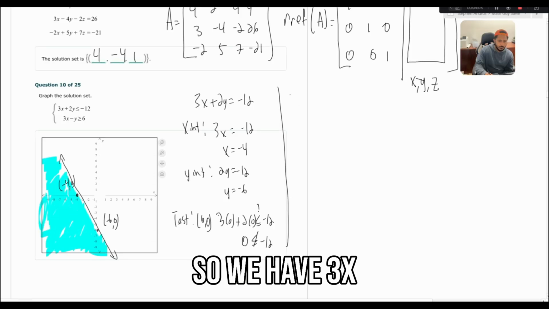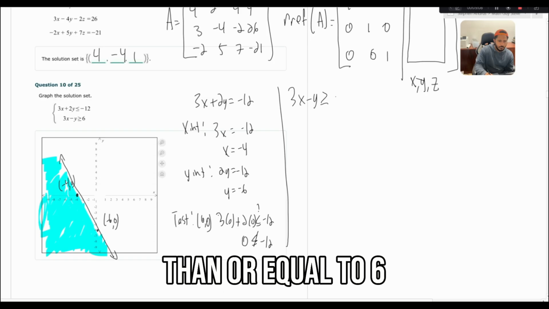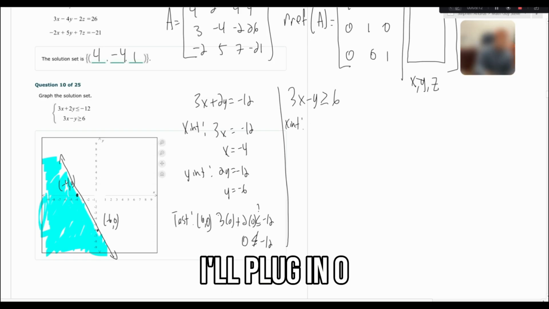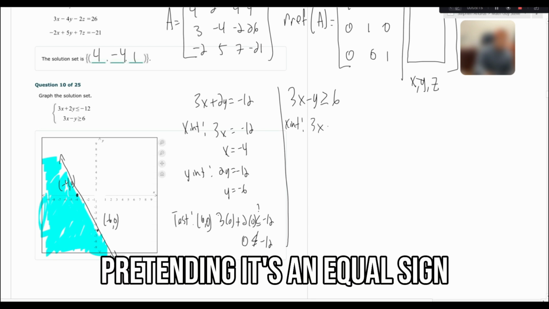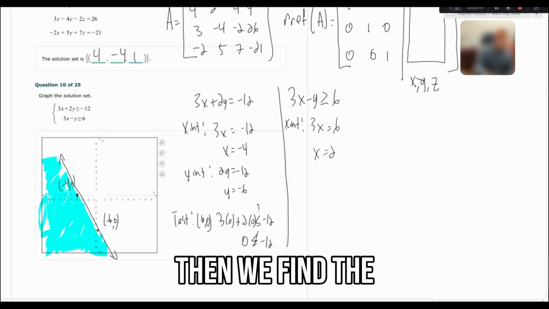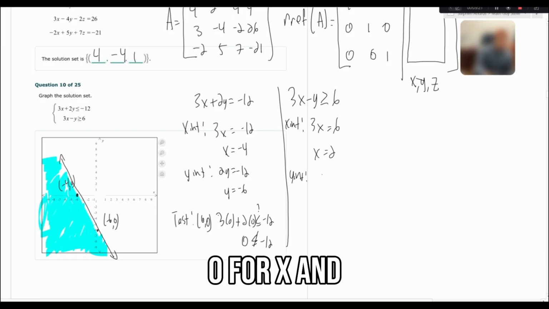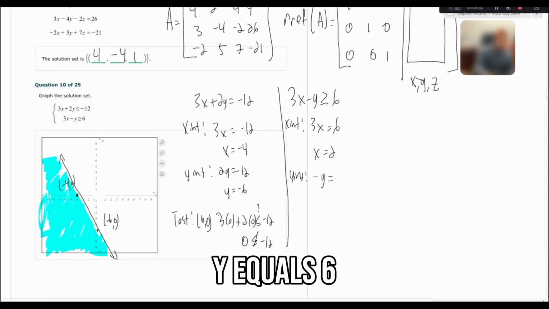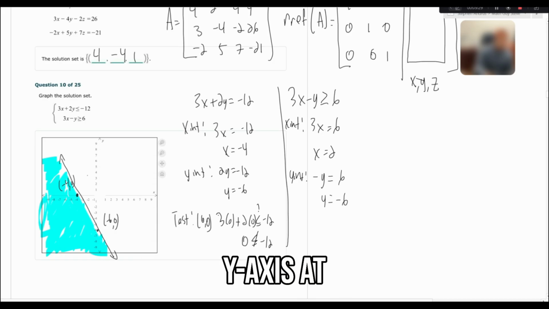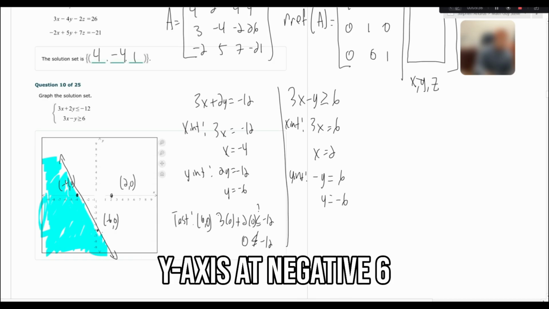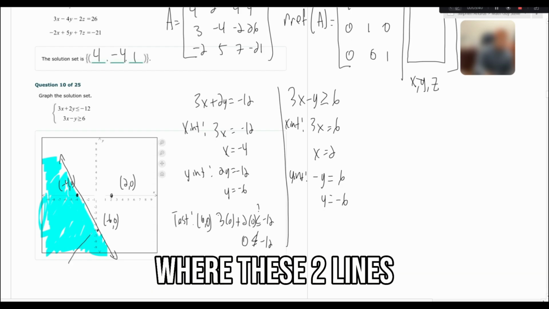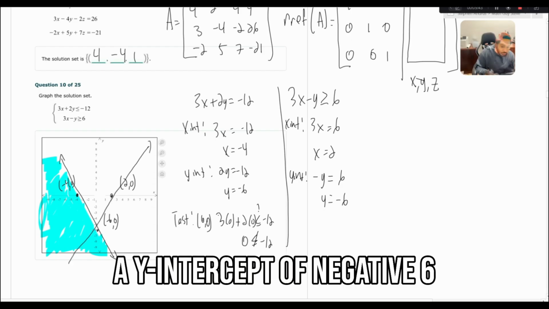Then we go to the next line, right? So we've got 3x minus y is greater than or equal to 6. Same thing, find the x and y intercepts to plot it. The x-intercept: if I plug in 0 for y, we get 3x, pretend it's an equal sign, equals 6, and so x equals 2. Then we find the y-intercept by plugging in 0 for x, and so we get negative y equals 6, so y equals negative 6. So it crosses the x-axis at 2, 0, and the y-axis at 0, negative 6. That point's already there, meaning we can see where these two lines meet up, because they both have the y-intercept of negative 6.